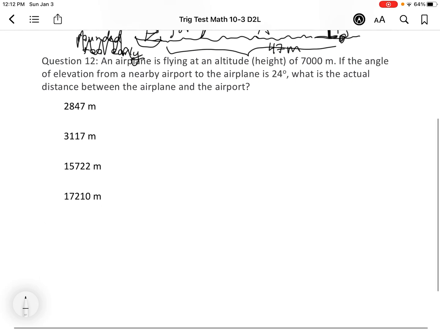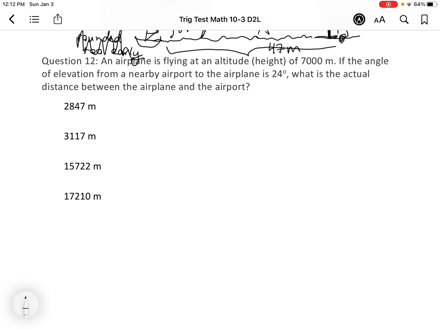An airplane is flying at an altitude, which means height, of 7,000 meters. If the angle of elevation from a nearby airport to the airplane is 24 degrees, what is the actual distance between the airplane and the airport?